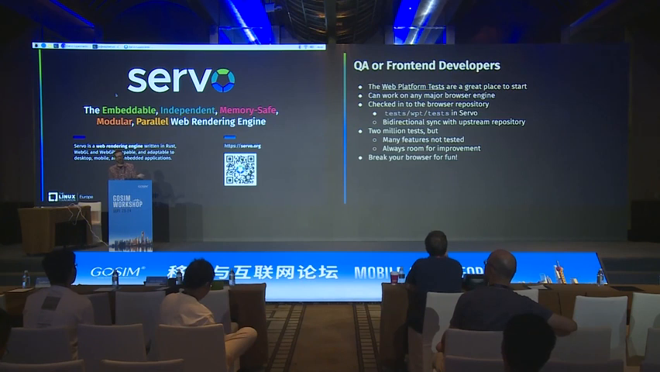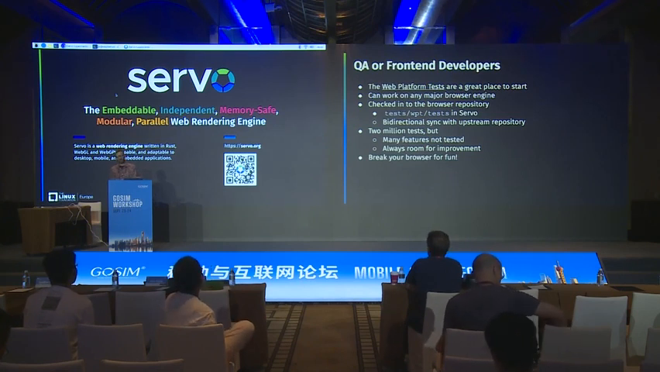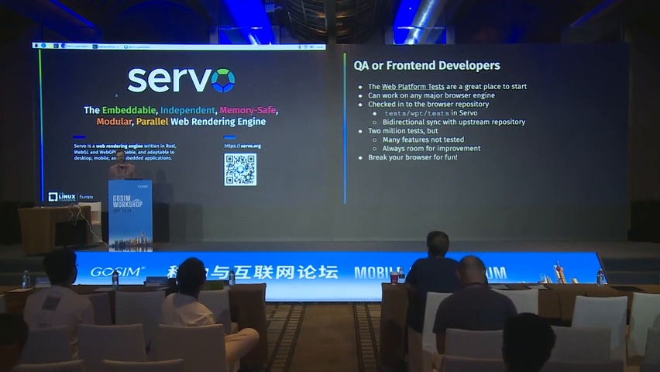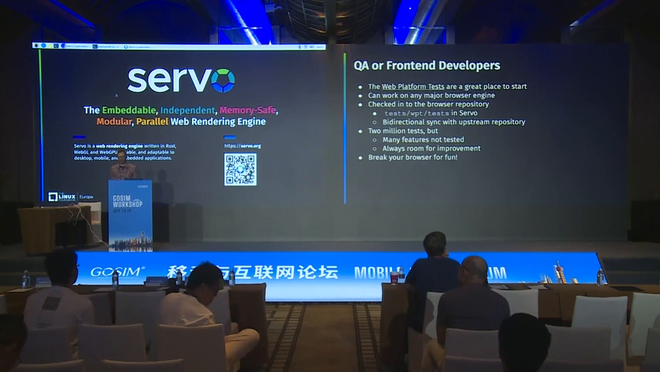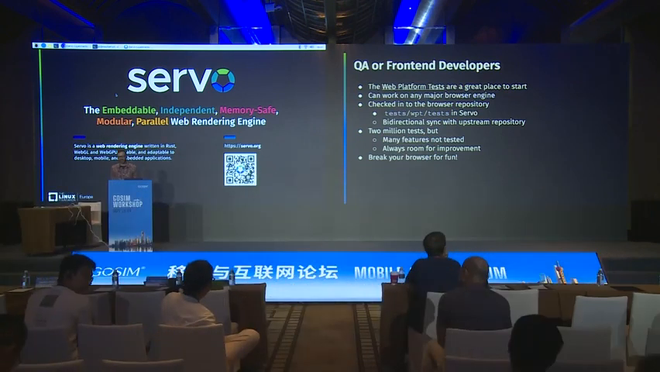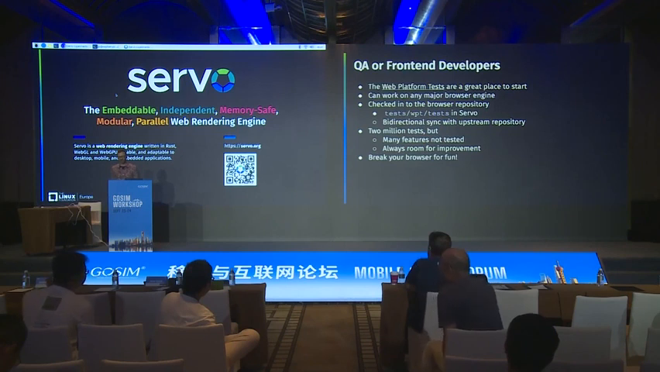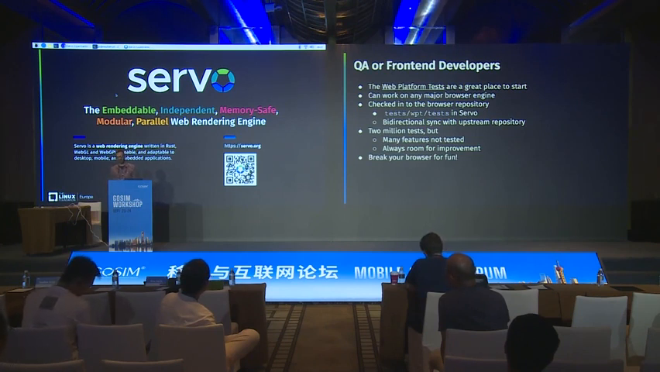So if you'd like to contribute to Servo, you can work on the tests, and that code will automatically be synced with other browsers. There are 2 million tests, but there are still many features of the web that aren't tested, especially, let's say, legacy features, or the behavior of a new layout mode when combined with a specific feature of CSS2. These are all things that break between different browsers, and if you have the mind to think of these situations, then you'll be a great contributor to the web platform tests. In addition, there's always room for improvement. The tests can always be better, they can be less flaky, and finally, it's fun to break your browser.